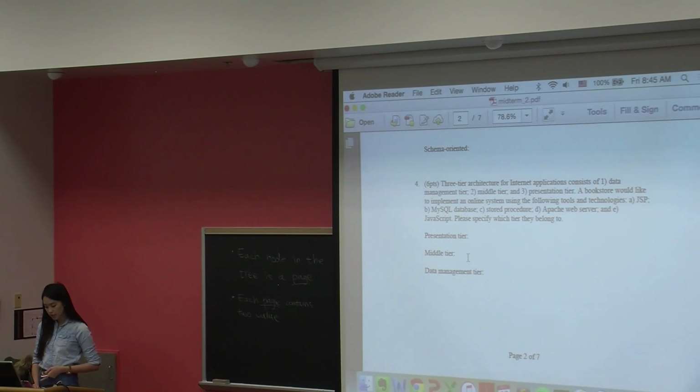In presentation, the only one will be JavaScript. The other one in middle tier is Apache web server. A lot of them put it at data management, but it's a web server, so it's supposed to go to middle tier. And for data management tier, that will be MySQL database and stored procedure.